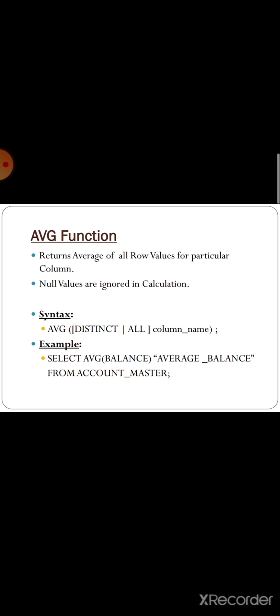Okay, for this the example is select average of balance. So here balance is a column name. Okay, so the particular column will be calculated to find out the average. So that average will be displayed on the screen as an output. Select average balance from account master. Account master is a table name. From that the average balance will be calculated.